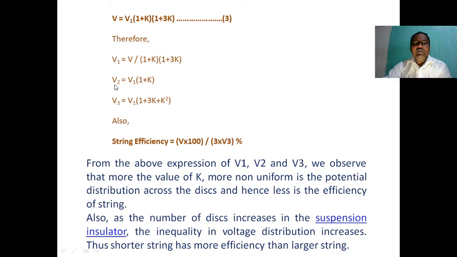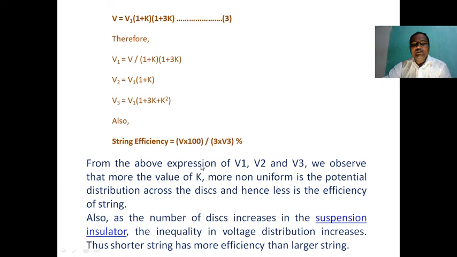What is the value of V2 in terms of V1? V2 is equal to V1 of 1 plus K. V3 is equal to V1 of 1 plus 3K plus K square. So what is the string efficiency? For the voltage distribution across the string, V, the number of discs is 3, and the voltage across the disc nearest to the conductor is V3. So V by 3 times V3, into 100, is the string efficiency.